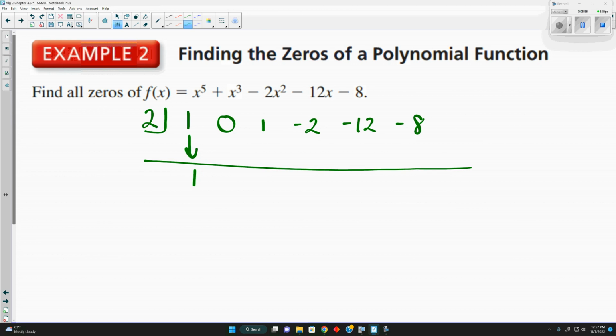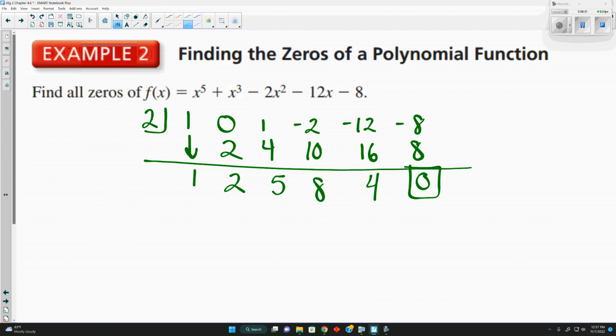So 2 times 1 is 2. 0 plus 2 is 2. 2 times 2 is 4. 4 plus 1 is 5. 2 times 5 is 10. 10 plus -2 is 8. 2 times 8 is 16. -12 plus 16 is 4. And lastly, 2 times 4 is 8. And -8 plus 8 is 0. Yes?